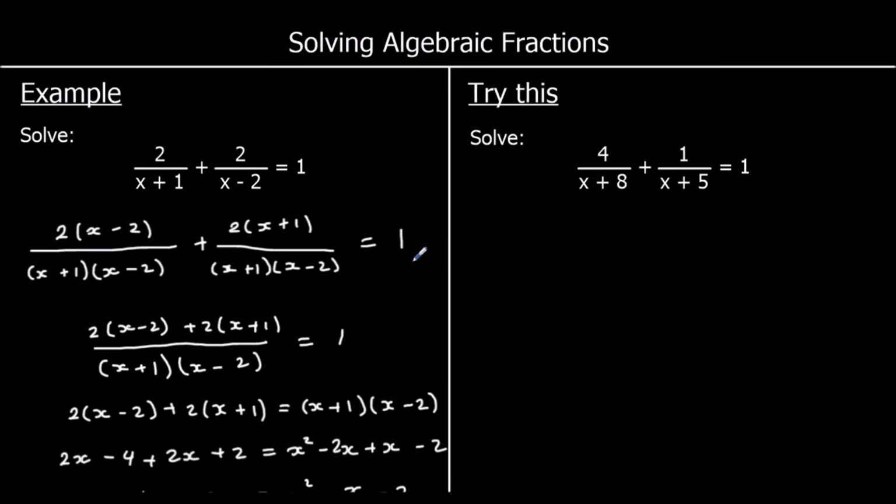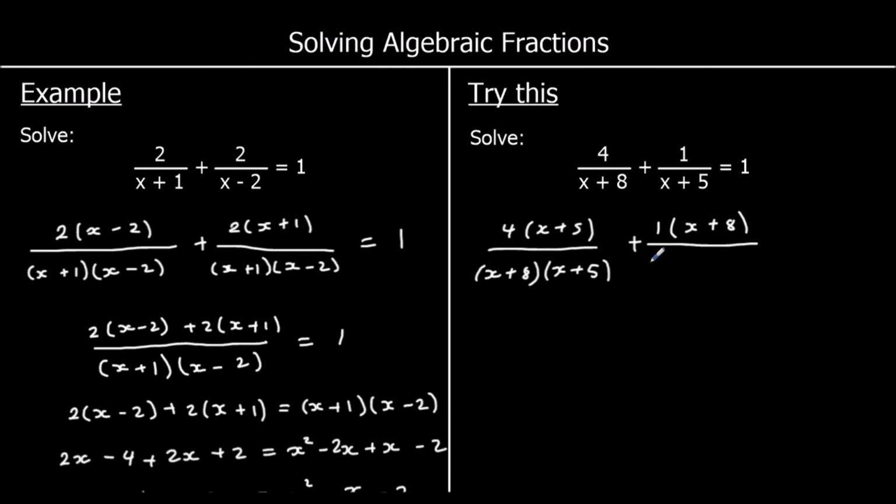So I'm going to multiply 4 over x plus 8, multiply the top and bottom by x plus 5. So I have 4 times x plus 5 over x plus 8 times x plus 5. And I'm going to multiply top and bottom of 1 over x plus 5 by x plus 8. So I have 1 times x plus 8 over x plus 8 times x plus 5. So I've got the same denominator for both fractions.